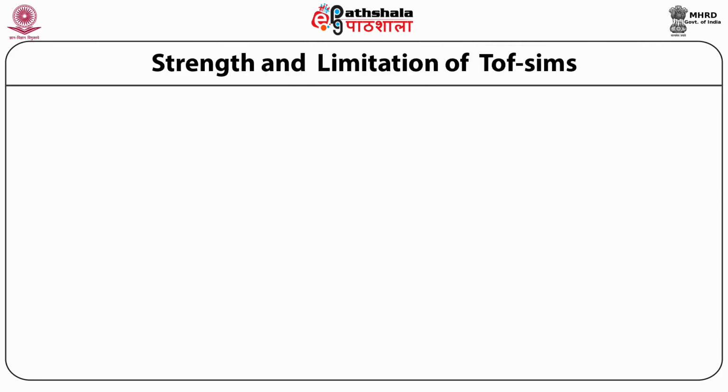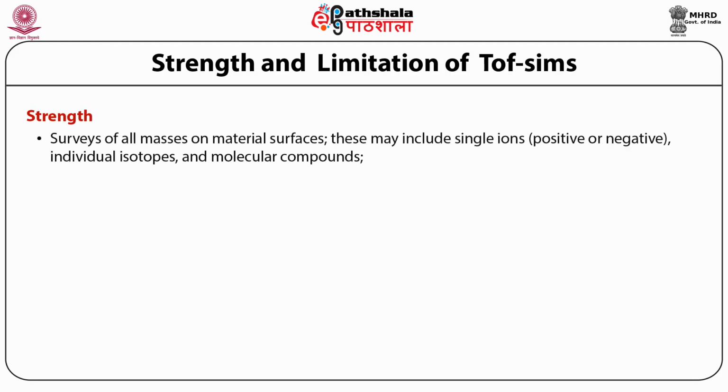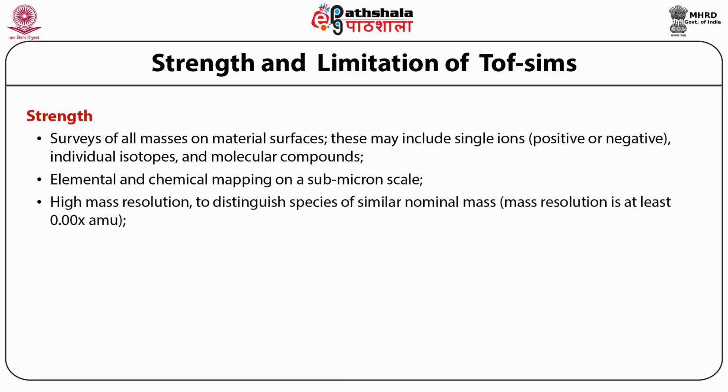The strengths and limitations of TOF SIMS. So first we will talk of the strengths point-wise. It surveys all masses on material surfaces. These may include single ions, positive or negative, individual isotopes and molecular compounds. Elemental and chemical mapping on a submicron scale is possible. High mass resolution to distinguish species of similar nominal mass, that is, mass resolution is at least 0.001 AMU.